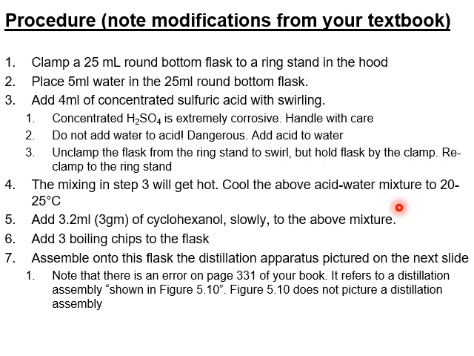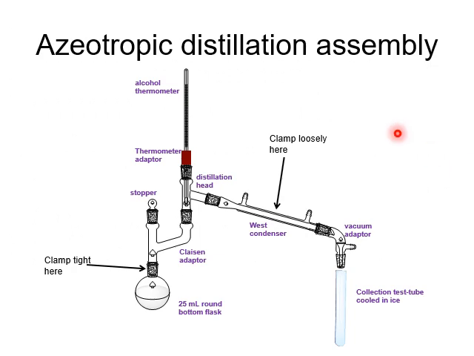Then add about 3 grams of cyclohexanol slowly to the mixture and add 3 boiling chips to release the gas bubbles formed in the mixture. That's the purpose of adding boiling chips to the flask. So let me explain the procedure step by step again based on some figures. At first we need to assemble a distillation. The distillation you are using here is an azeotropic distillation.